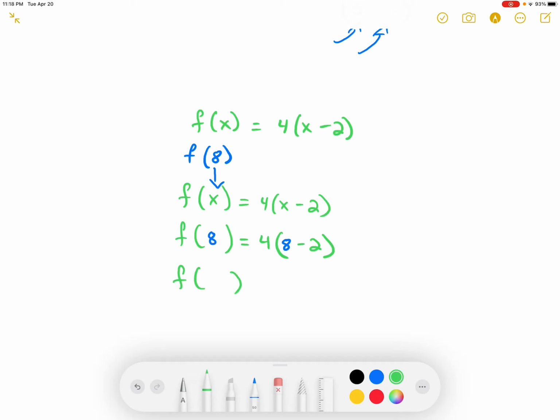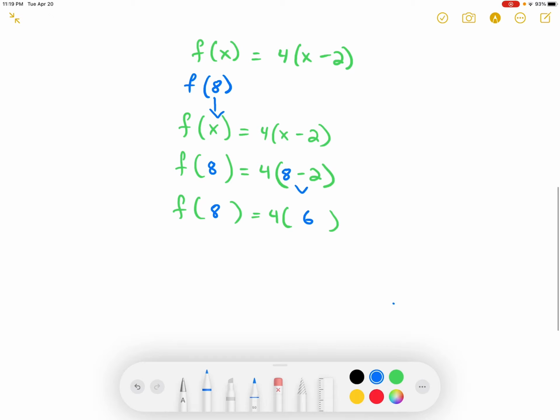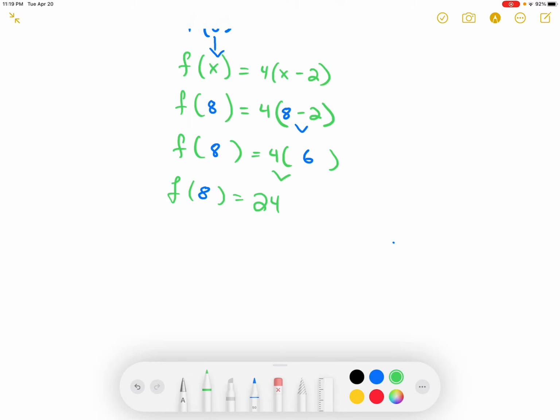F of 8 equals 4 times, remember PEMDAS, what's 8 minus 2? 8 minus 2 is 6. So now I've got f of 8 equals 4 times 6. F of 8, 4 times 6 is 24. So there's nothing else I can do now.